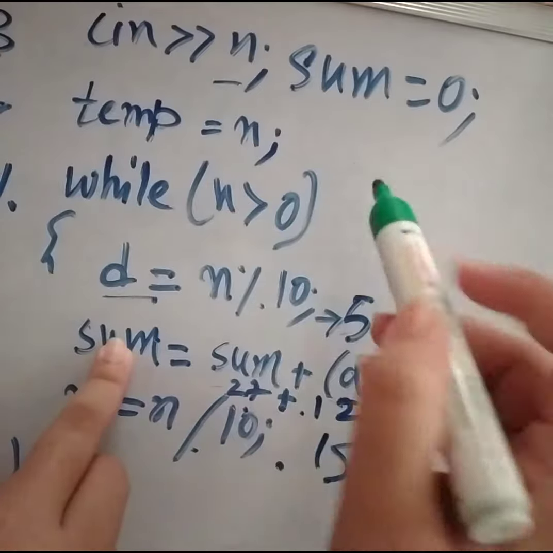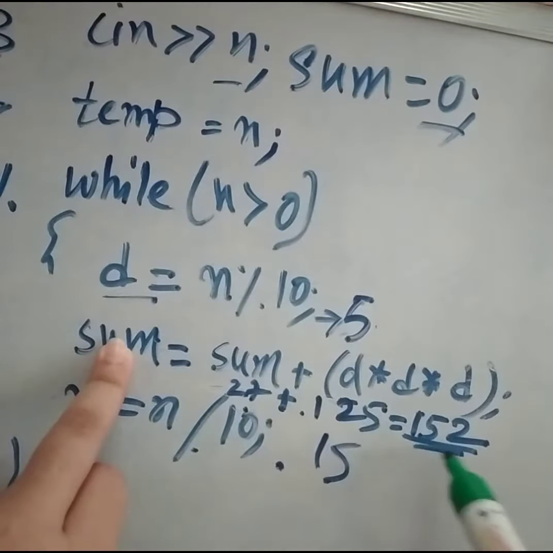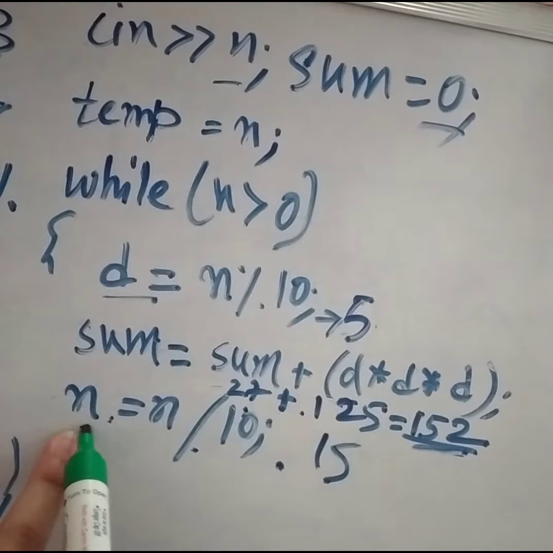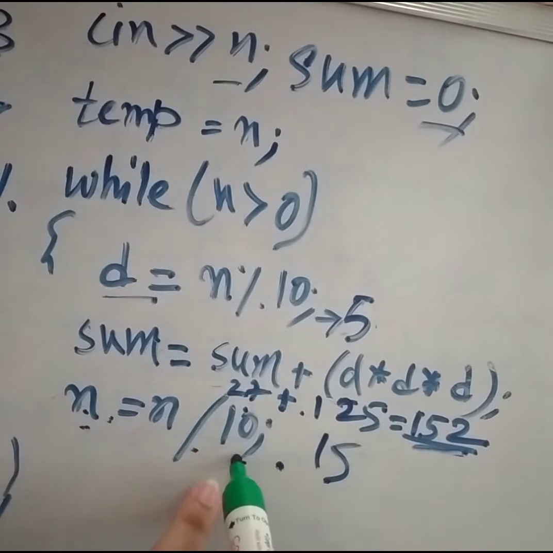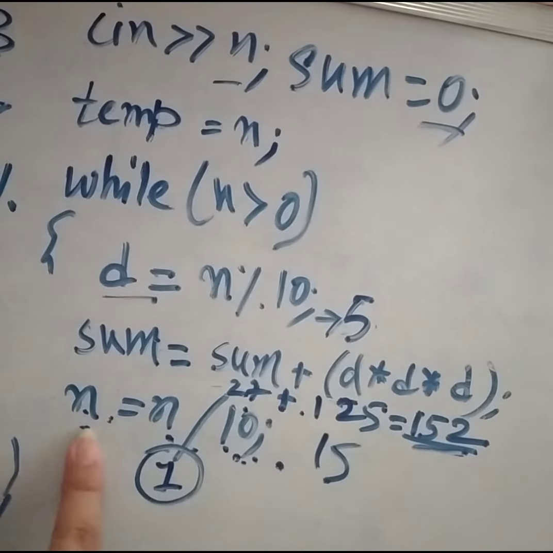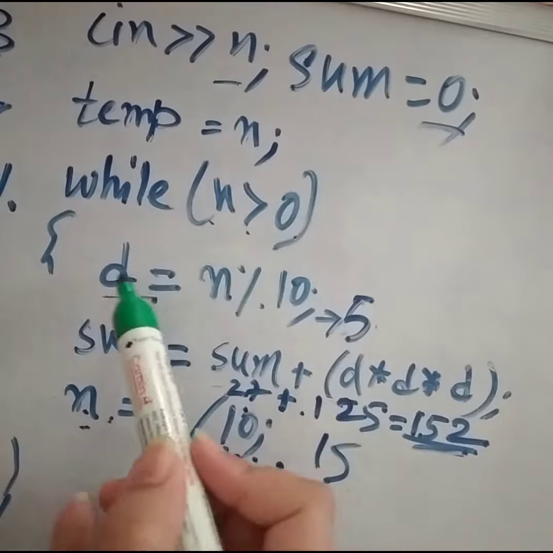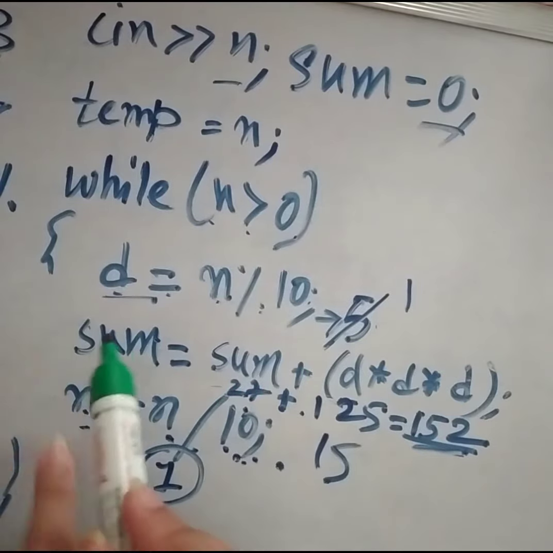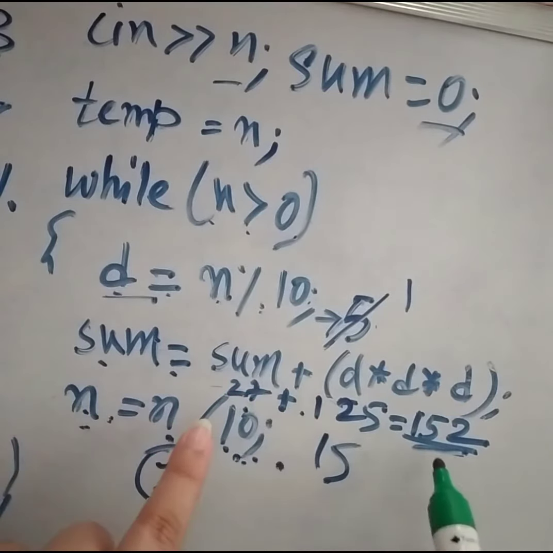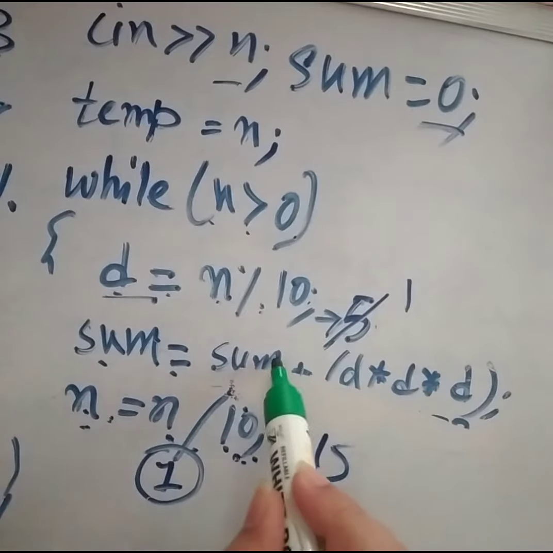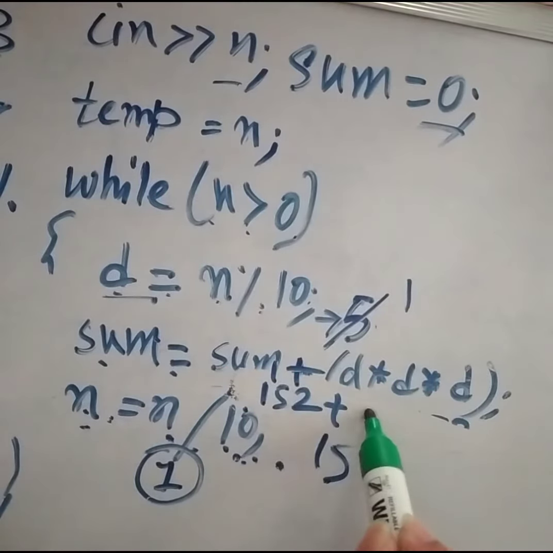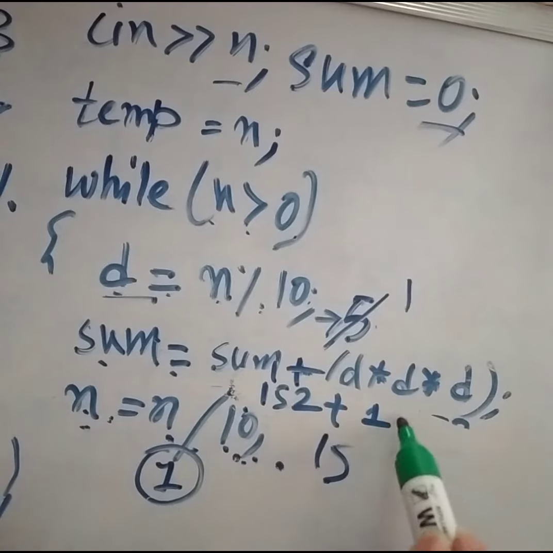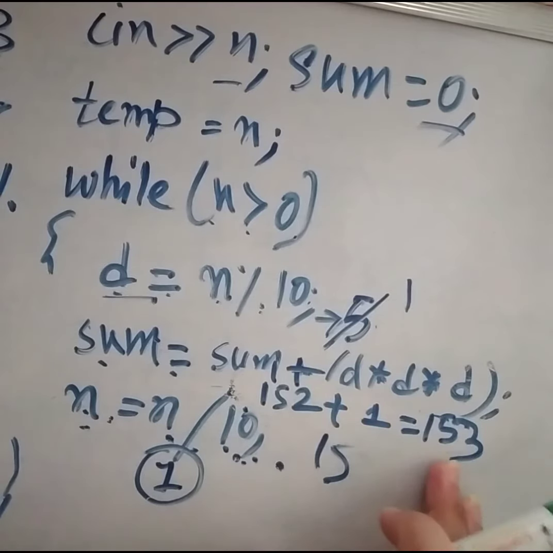It's getting updated. In the first step it was 0, now it is 152. Again we'll divide 15 by 10, so the value of n is now 1. Now 1 is greater than 0, yes. d is equal to 1 mod 10, that is 1. The sum was initially 152, so now 152 plus 1 into 1 into 1, that means 1. So we got 153. We have already achieved our success. You can see we got the sum as 153.